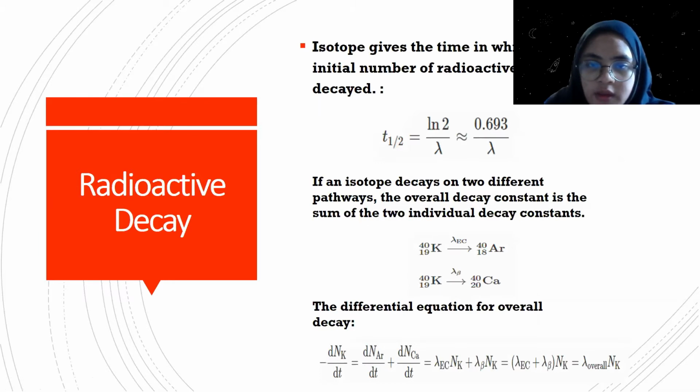Next, differential equation can also be used to find the isotope half-life. The half-life gives the time in which half of the initial number of radioactive atoms has decayed. If an isotope decays on two different pathways, the overall decay constant is the sum of the two individual decay constants. Like this, with two different pathways, we can get the overall decay by using differential equation.